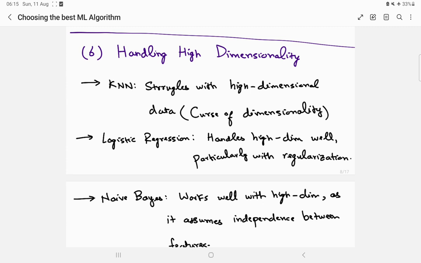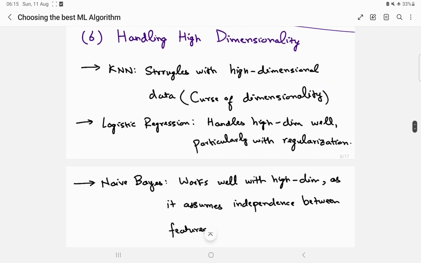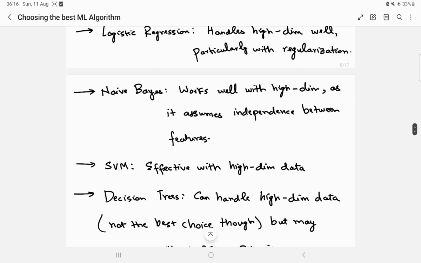Now, when it comes to handling high dimensionality, I think the first thing that we need to understand is what we mean by high dimensionality. So it's the ability of an algorithm to effectively manage data with a large number of features. When it comes to KNN, KNN kind of struggles with high dimensional data because of the curse of dimensionality, and this is what we call the curse of dimensionality in the machine learning field. And when it comes to logistic regression, it can handle high dimensional data well, particularly when we are using techniques like regularization.